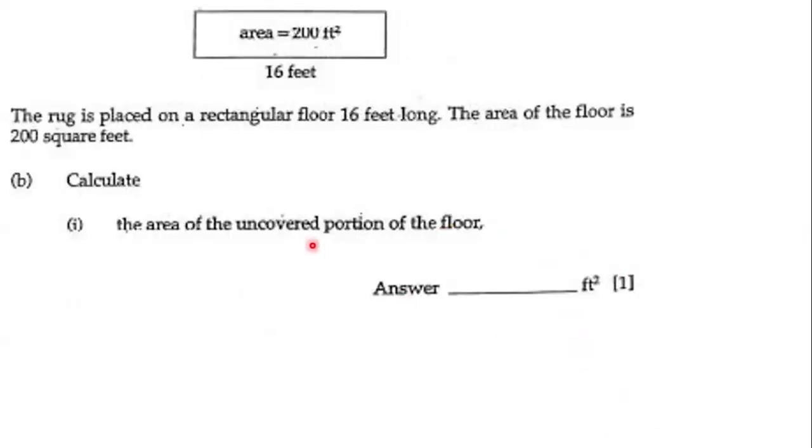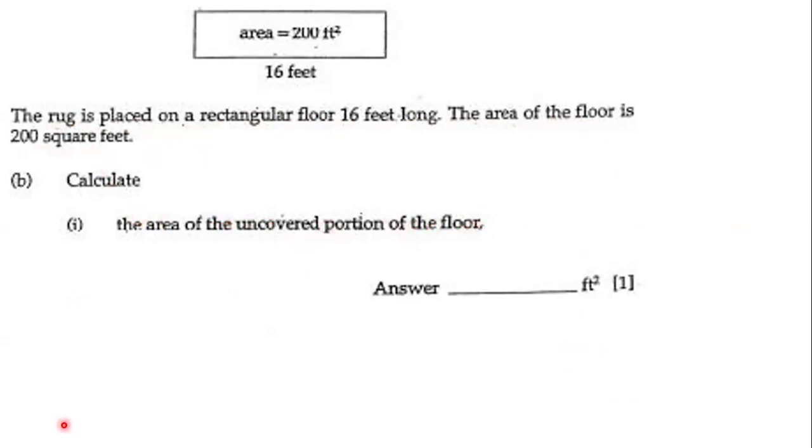The next question states that the same circular rug that we saw in the previous question is placed on a rectangular floor 16 feet long. The area of the floor is 200 square feet. Calculate the area of the uncovered portion of the floor.